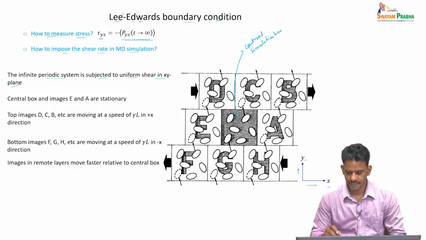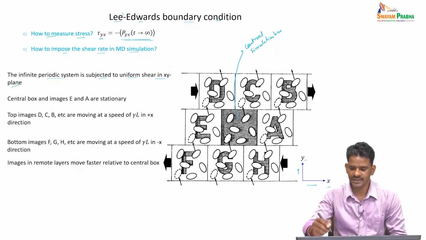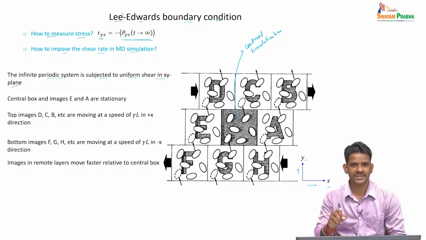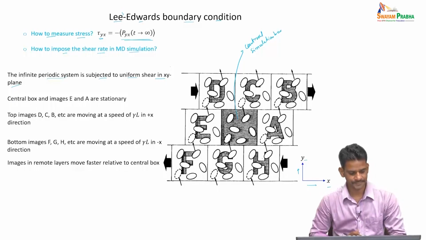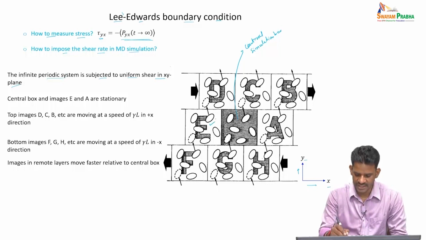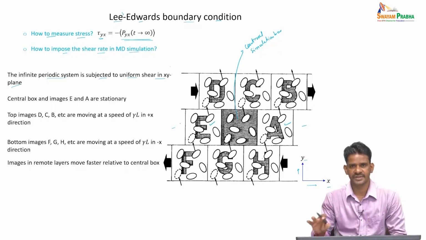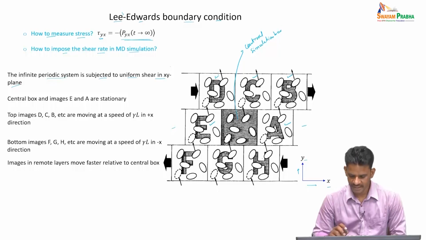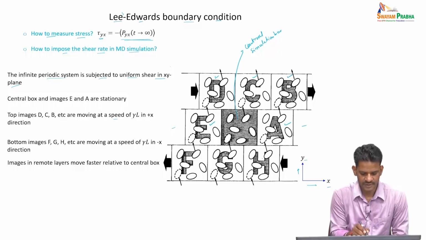The shaded square here is the central simulation box, and we store the particle positions and velocities of all the particles in the central simulation box. Then it has these neighbors A, B, C, D, E, F, G, H, etc. Now the layers along the central simulation box will be kept stationary. That means E, A and the other neighboring boxes are kept stationary. They are not moving with time. So the top periodic images B, C, D are allowed to move at a speed of gamma L.